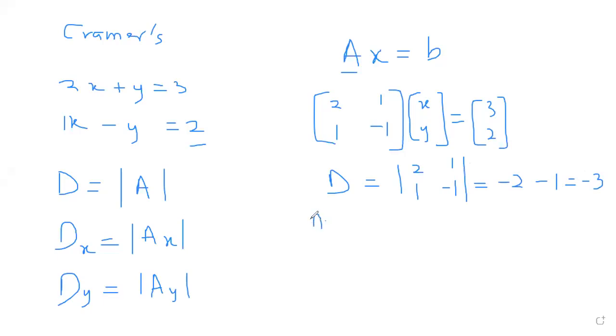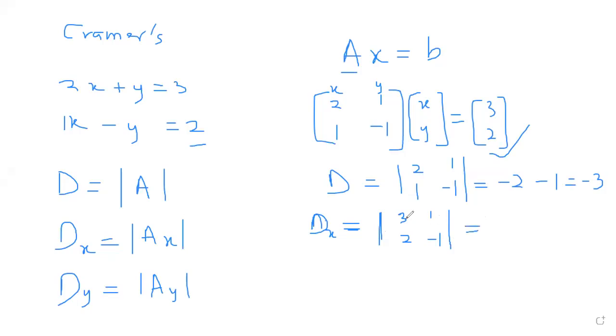Now to get dx, we said you need to replace the x component in the A. You see, these are the coefficients of x in the original equation, 2 and 1. And these are the coefficients of y. So we'll replace the coefficients of x with the solution here. So now it will become what? 3, 2. Then you find the determinant of that resultant matrix.